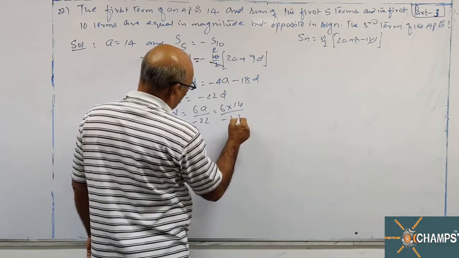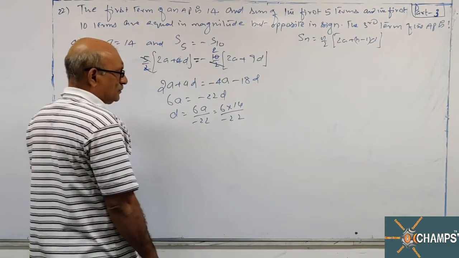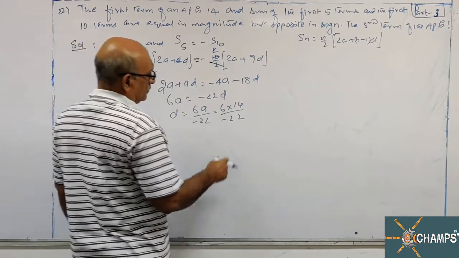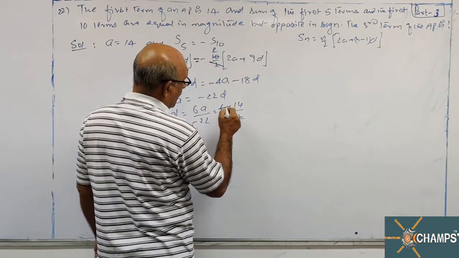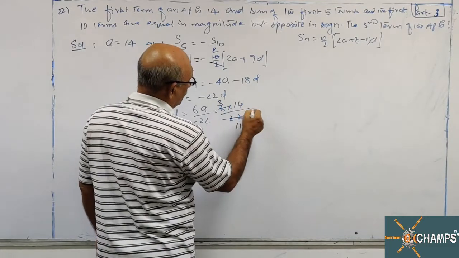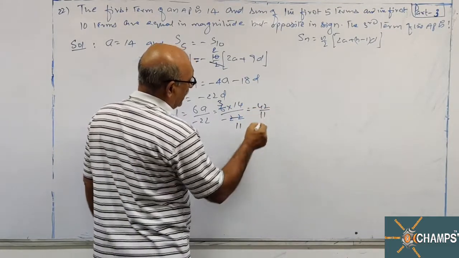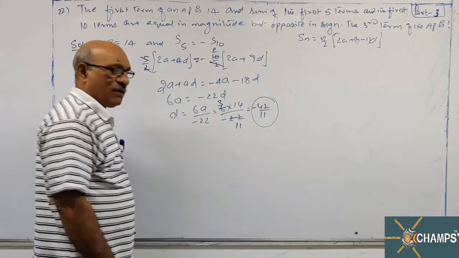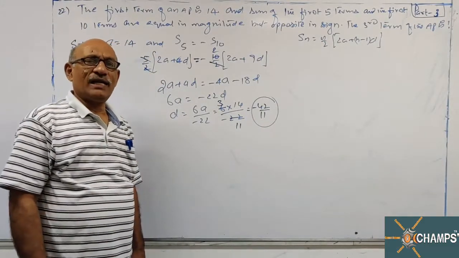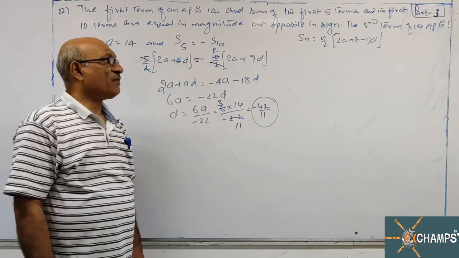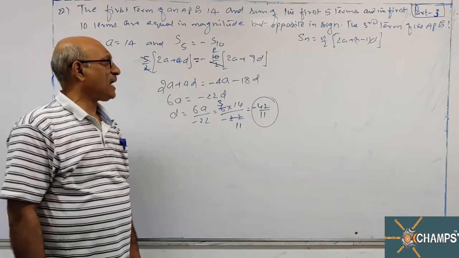6 into 14 by minus 22. 2 will go 11 times, 2 will go 3 times. So minus 42 by 11. From the given information, common difference value is calculated.